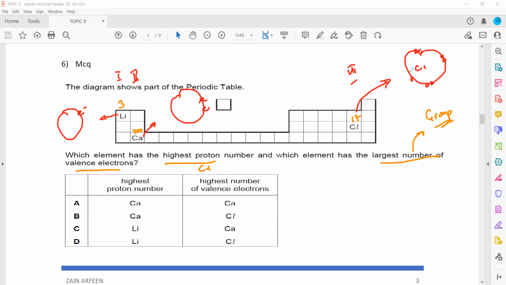And the question is, which atom has the highest number of valence electrons? So that should be chlorine. So the highest number of protons is calcium and the highest number of valence electrons is chlorine. So that's why B is the right answer for this.